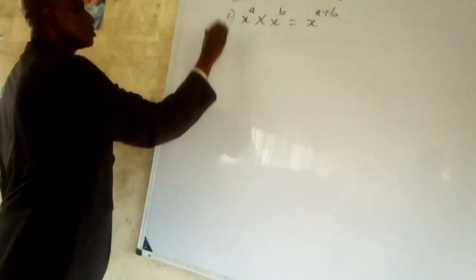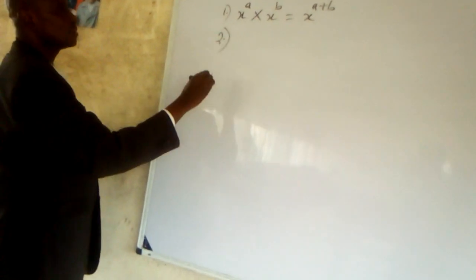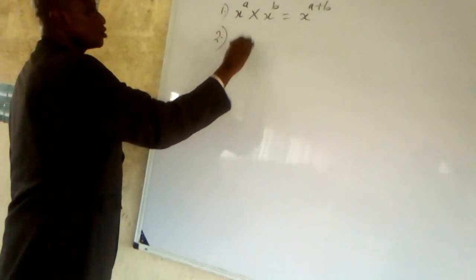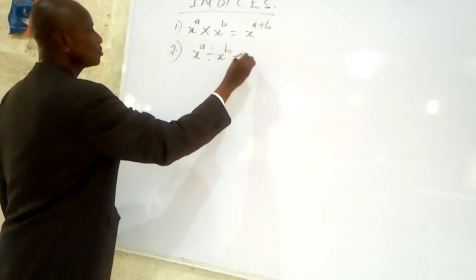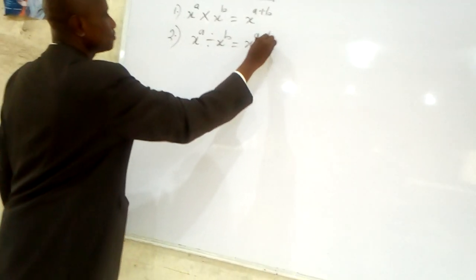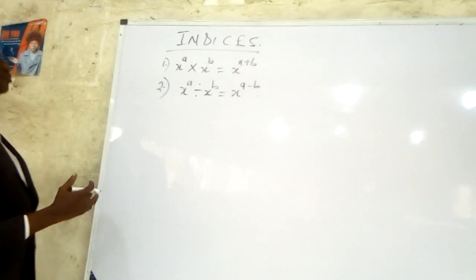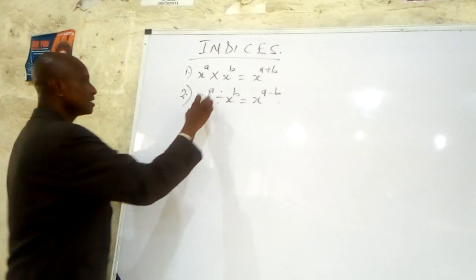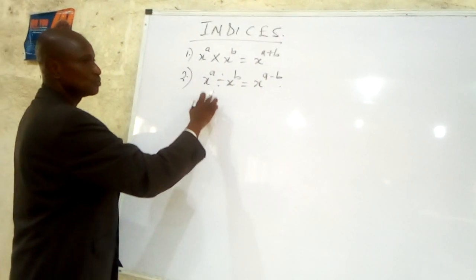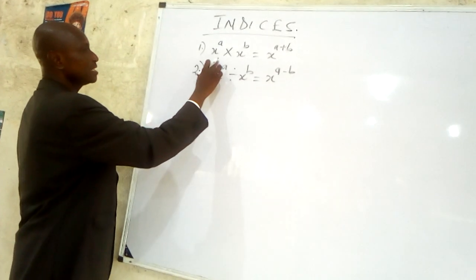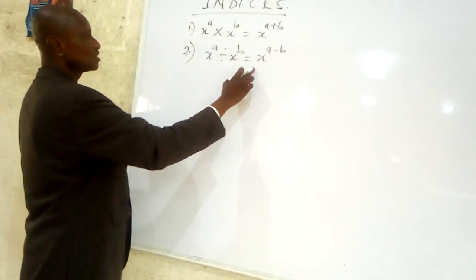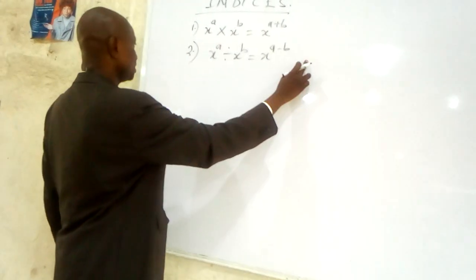Now, another law, law 2, which is also fundamental, is x raised to the power a divided by x raised to the power b is equal to x raised to the power a minus b. Because if you divide, you subtract the powers, the exponential values. And that is why x raised to the power a divided by x raised to the power b is equal to x raised to the power a minus b.